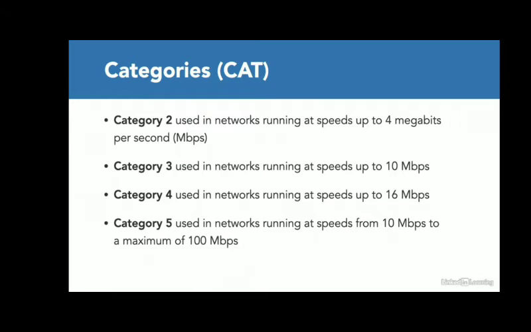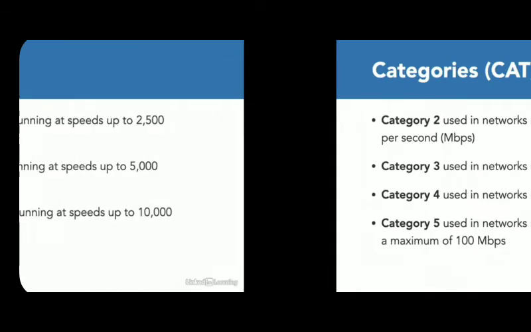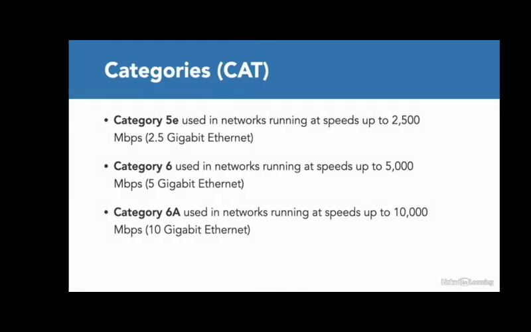Category 3 sends up to 10 megabits per second. Category 4 sends 16 megabits per second. Category 5 sends from 10 megabits to a maximum of 100 megabits per second. Category 5E sends about 2.5 gigabits per second.